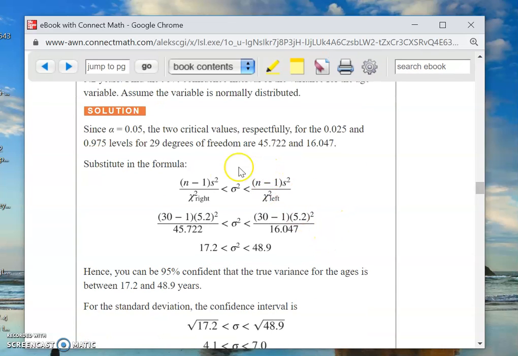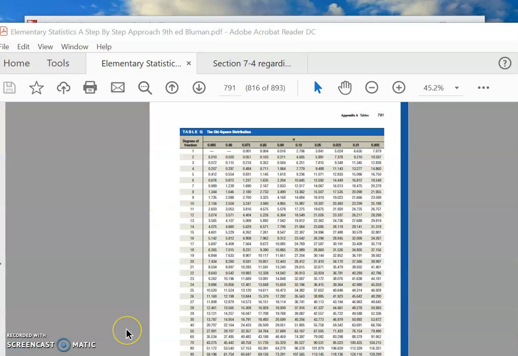So now what do we need to do? We need to find, for 29 degrees of freedom, the two critical values. Since this is a video and it's not really class time, let me go ahead and do it for you. I switched over to the PDF version of the textbook, this table here. On this particular problem, n is 30, therefore the degrees of freedom is 29. So here's 29 right here.